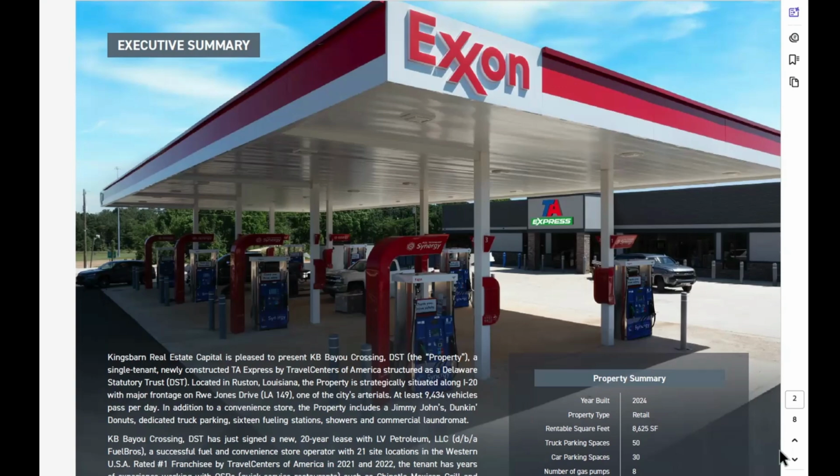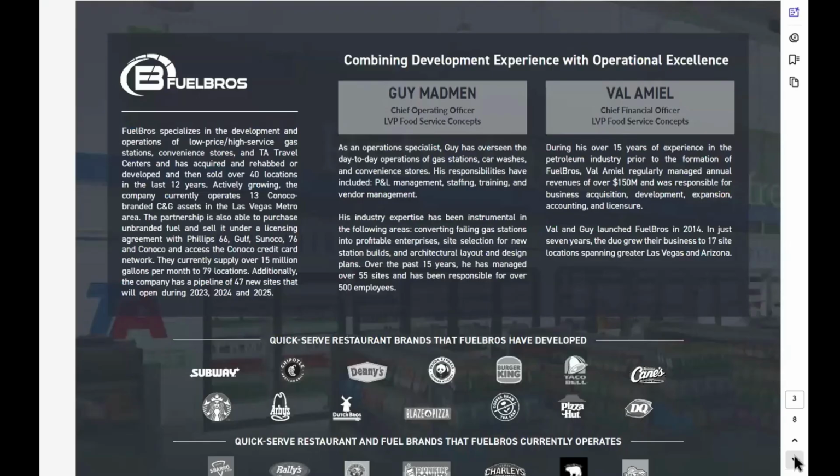So, yeah, this is a great brand new property. Fuel Brothers specializes in the development and operations of low-price, high-service gas stations, convenience stores, and TA travel centers, and has acquired or rehabbed or developed, and then sold over 40 locations in the past 12 years.